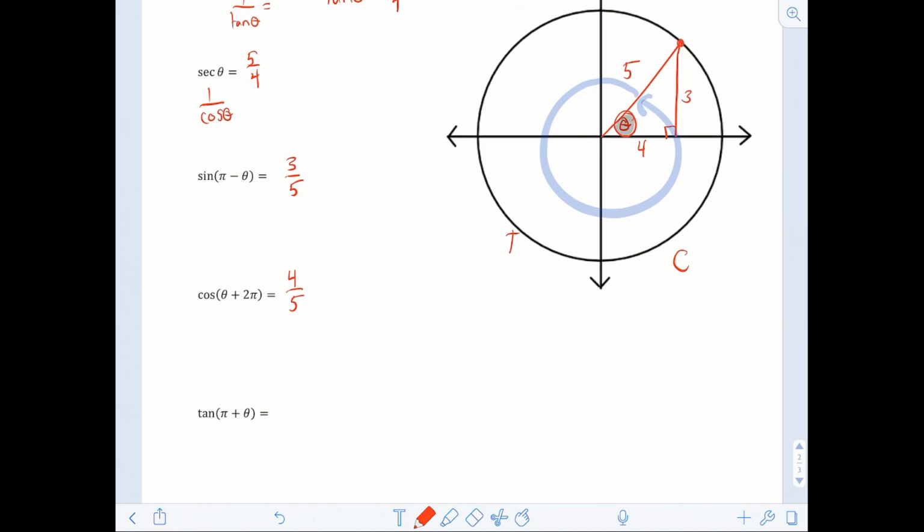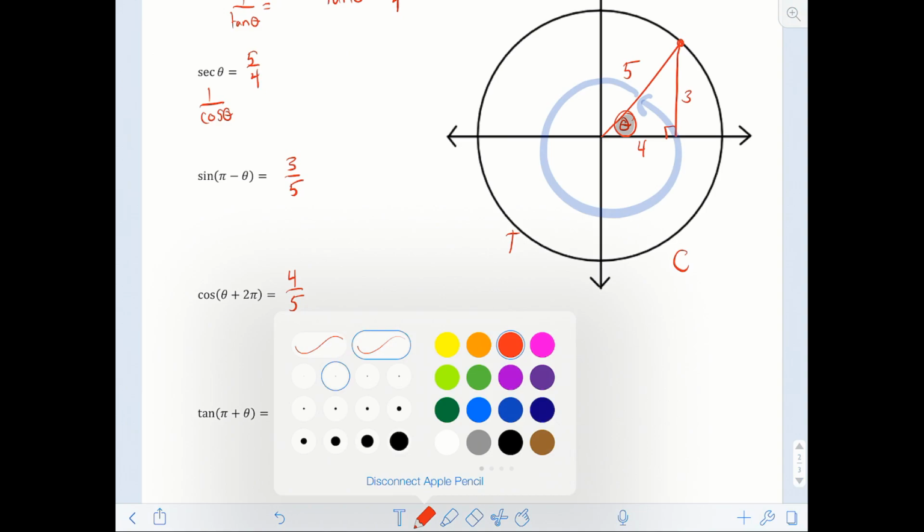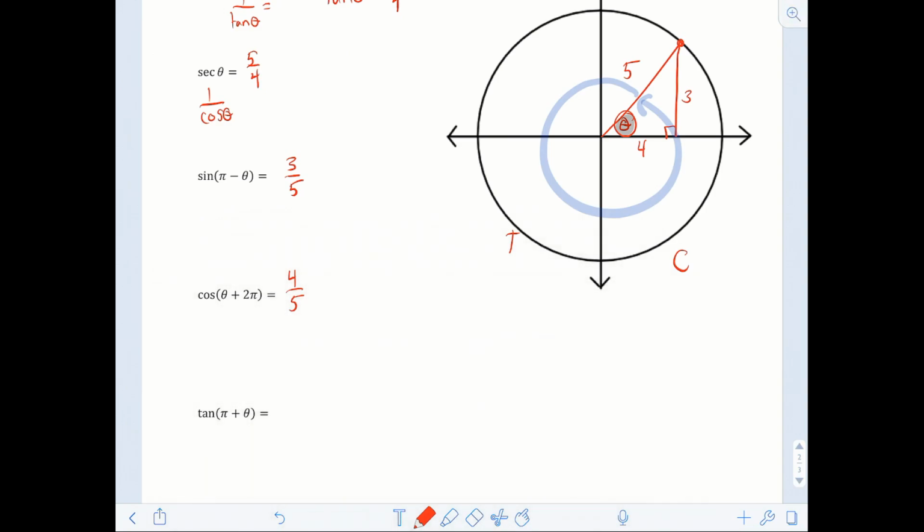And then tangent, if I were to do this, I'm going to add a pi to this. So pi is going from there to there. And then theta is going to be right here. It's going to draw that terminal side down there.